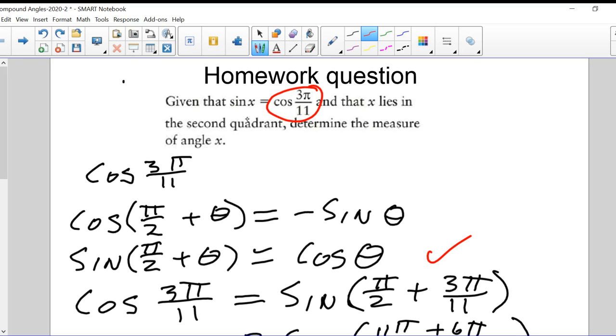So we had to convert one side into the same as the other side for us to be able to set them equal to each other, right?